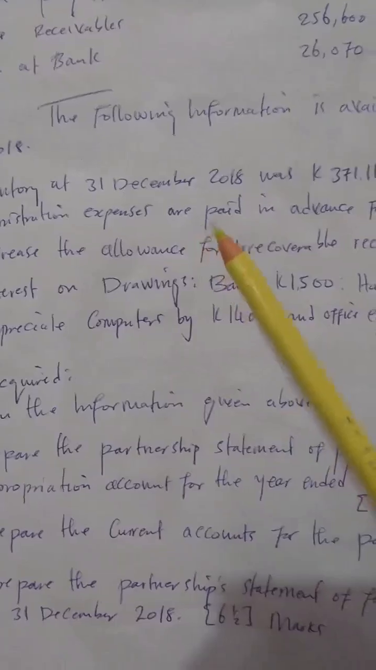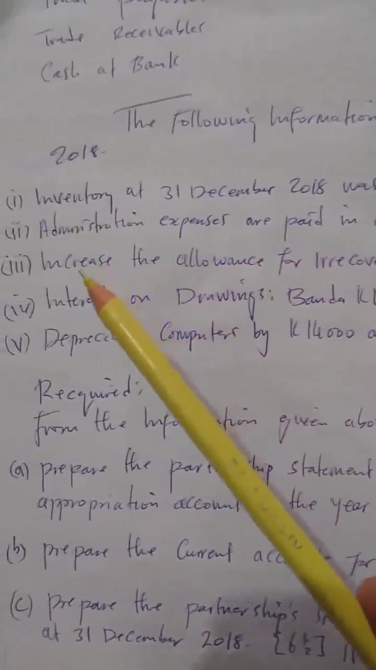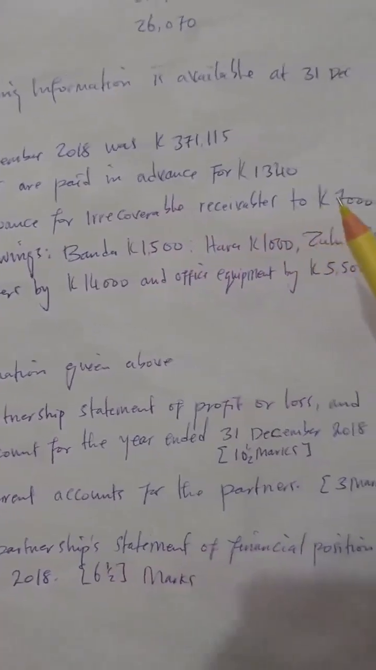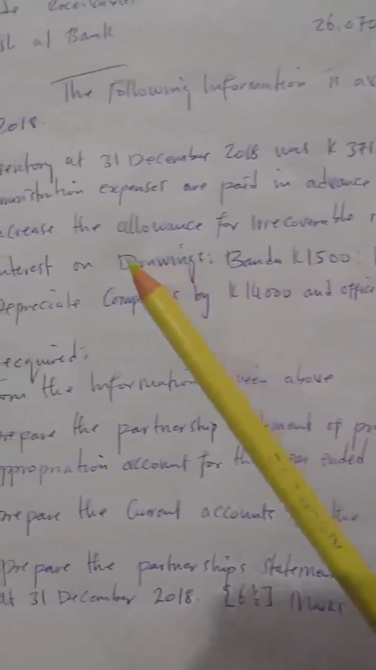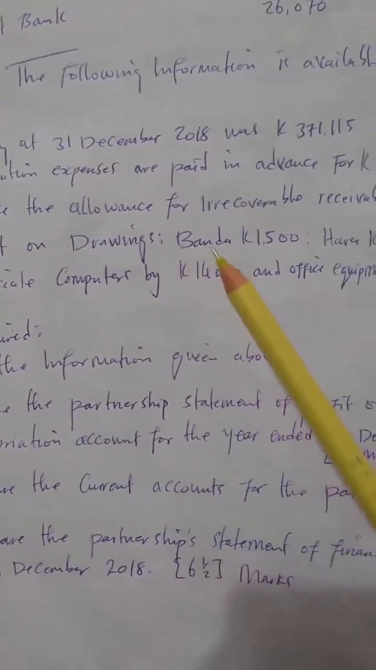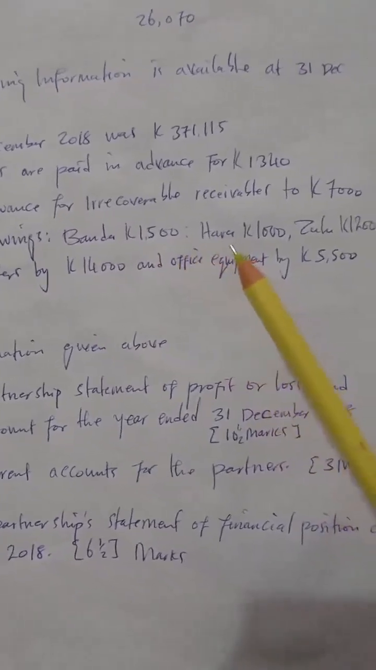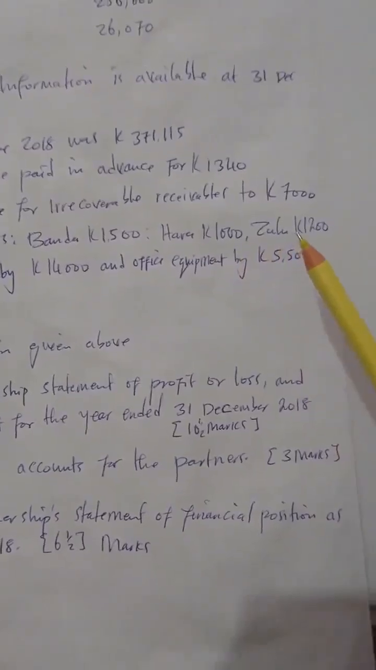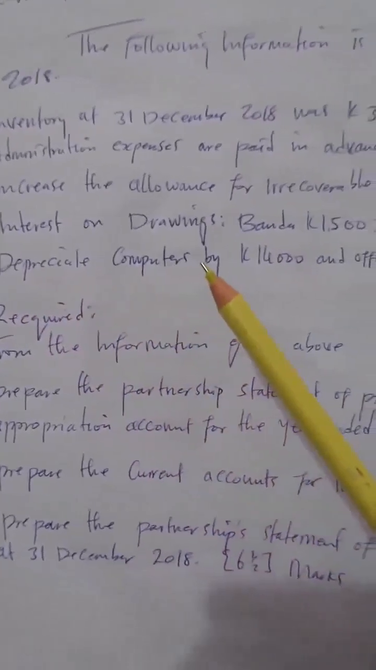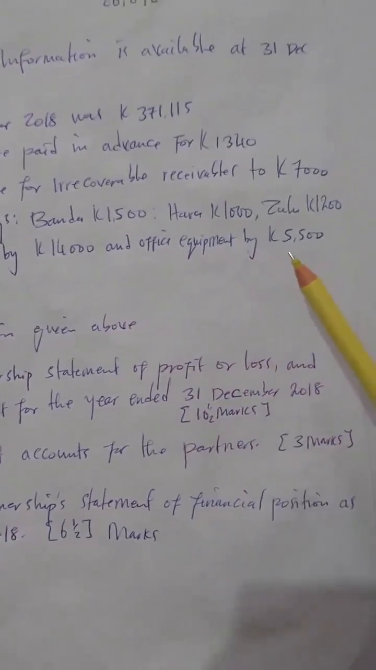Administration expenses are paid in advance for 1340, and increase the allowance for recoverable receivables to 7,000 kwacha. And then number 4, interest on drawings. Banda was charged 1,500 kwacha for withdrawing from the partnership, and Hara 1,000 kwacha, and Zulu 1,200 kwacha. Depreciate computers by 14,000 kwacha and office equipment by 5,500 kwacha.